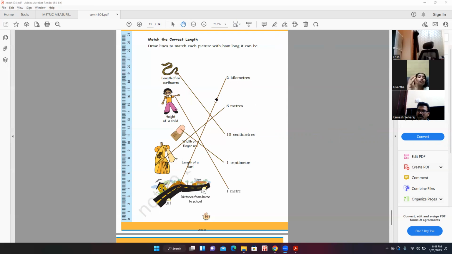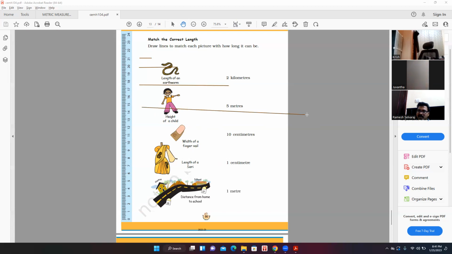Kilometer is the longest. Millimeter is the shortest. Kilometer is the longest. I will tell you. This is a millimeter. Then a centimeter will be 10 times like this. Then a meter is one more 10 times. Then a kilometer will go this much bigger. Do you get me? Does this size make sense?